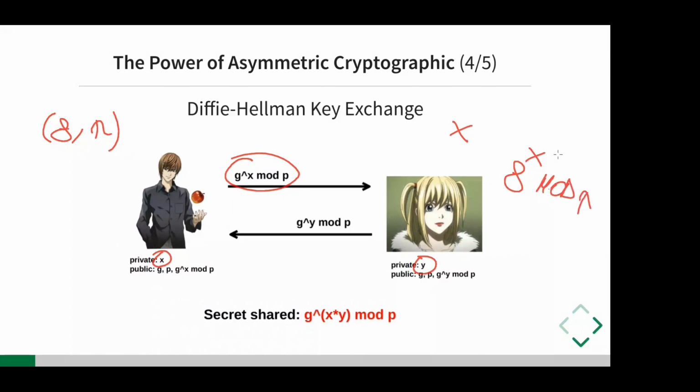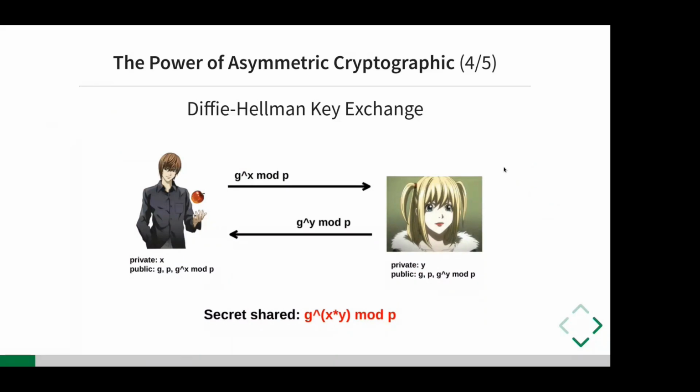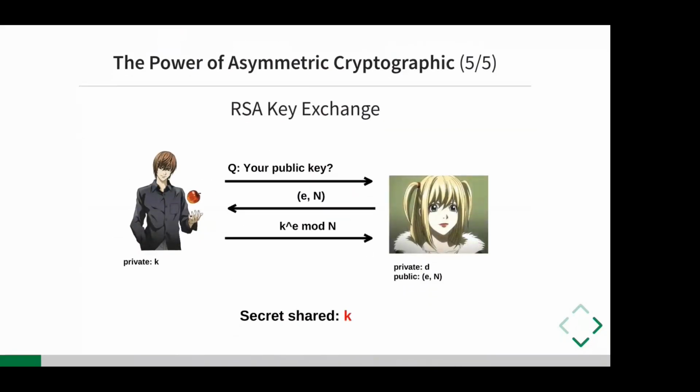So they send this. And thanks to the properties of this kind of system, an attacker cannot go back, cannot compute the X from G to the X. And this is essentially what allows the system to work. And the shared secret is G to the X times Y mod P. And even if an attacker gets in the middle and starts to listen, he's not going to be able to recover the shared secret. This is Diffie-Hellman, and this is RSA.